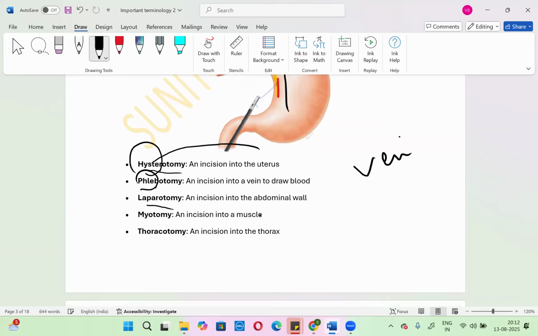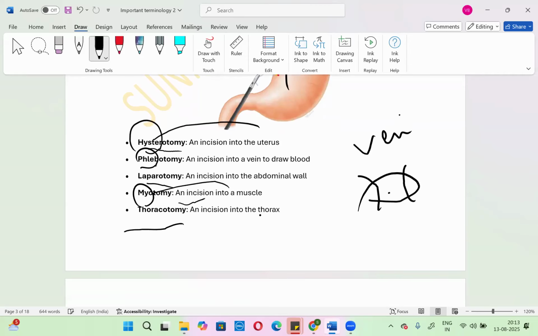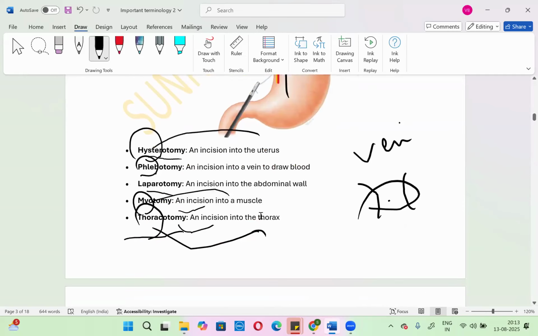Next, laparotomy. Otomy is incision. Laparo meaning is nothing but abdominal wall. Abdomen, we will call it as laparo. Okay. So next, myotomy. Otomy is incision. Myo is what? Muscle. In the muscle, they are doing the cutting. Next, thoracotomy. Otomy is incision, cutting. Where they are doing the cutting? Thorax. Okay. So in this way, you can see the otomy in all these kinds of words.